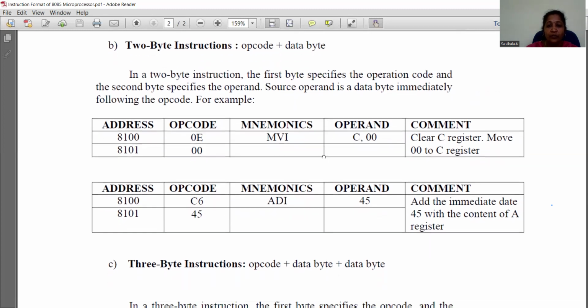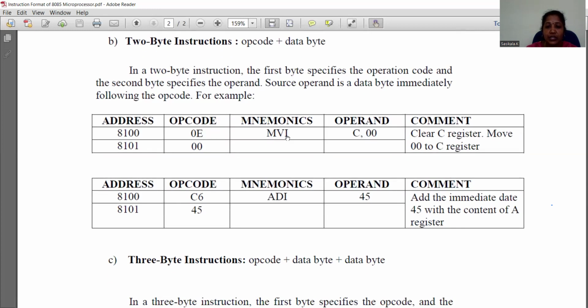Operand means data. For example, consider this instruction MVI C, 00. MVI stands for move immediate. So move the immediate data 00 to C register. Whenever this instruction is executed, C register is cleared. That is, the content of C becomes 00.